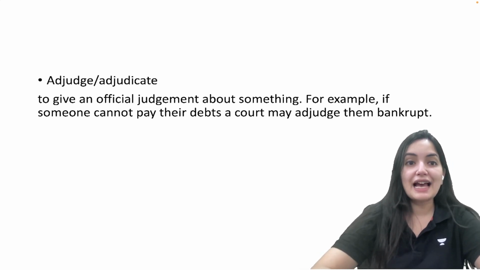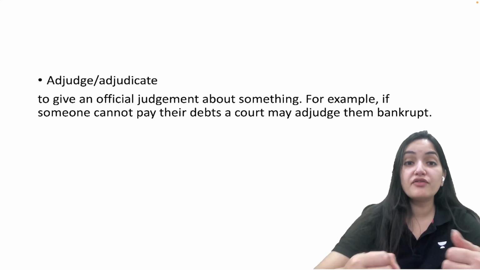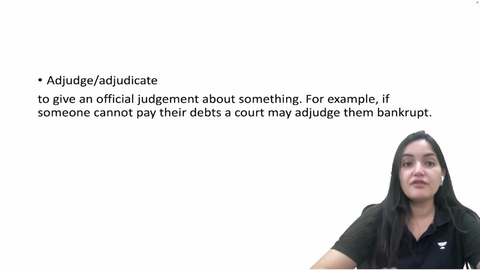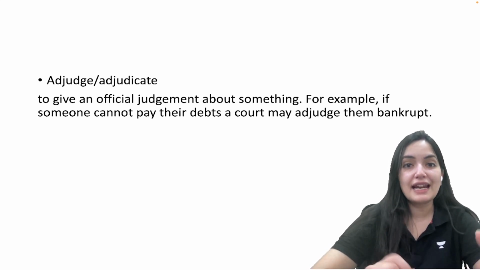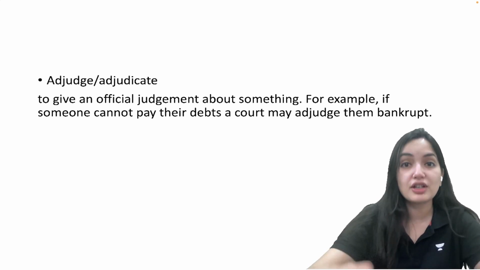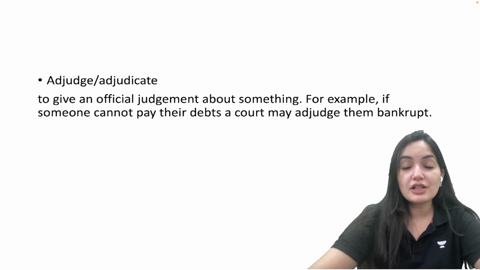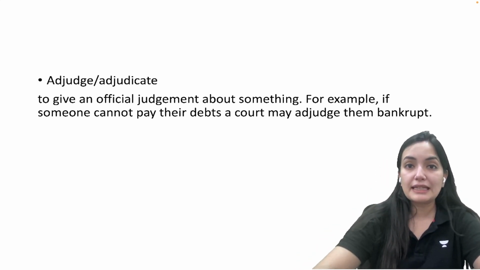So next is adjudge or adjudicate. It means giving an official judgment about something. For example, there is a person, he has defaulted on his debts. He cannot pay their debts. Then a court may adjudge him, give an official judgment that they are bankrupt. So this is what adjudging means.